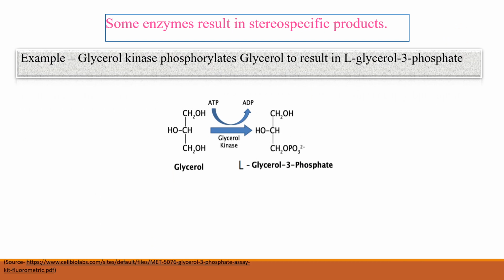Some enzymes result in the formation of stereospecific products. For example, in the reaction catalyzed by glycerol kinase, which phosphorylates glycerol, it results in L-glycerol 3-phosphate. Initially, there is no asymmetric carbon in the glycerol, but by the end of the reaction, we see that it is L-glycerol 3-phosphate which is formed. Thereby, these enzymes result in the formation of stereospecific products.